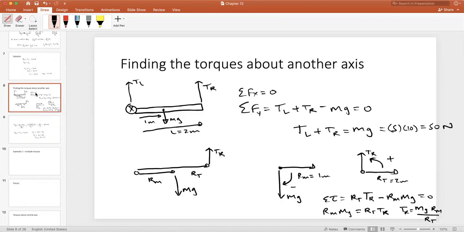So the main takeaway here is that we can choose any axis we want in order to compute the net torque. Sometimes there's going to be a more appropriate place than another. We'll see that when we do the ladder example. But just bear in mind that you can always do it. Sometimes it'll make the math easier.